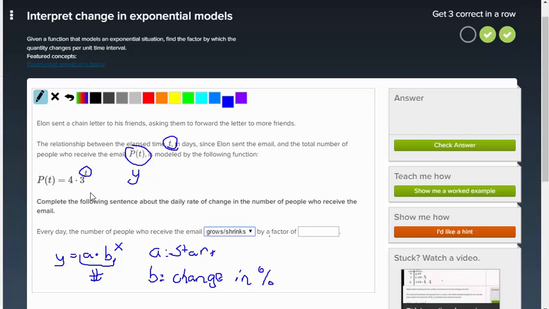Super easy. If b is larger than 1, then it grows. If b is less than 1, it shrinks. B will also be greater than 0. And if b equals 1, it doesn't do anything, it stays the same. So let's take a look. B is 3. That means this grows by a factor of, and when it says factor, just take this number. That's going to be it.